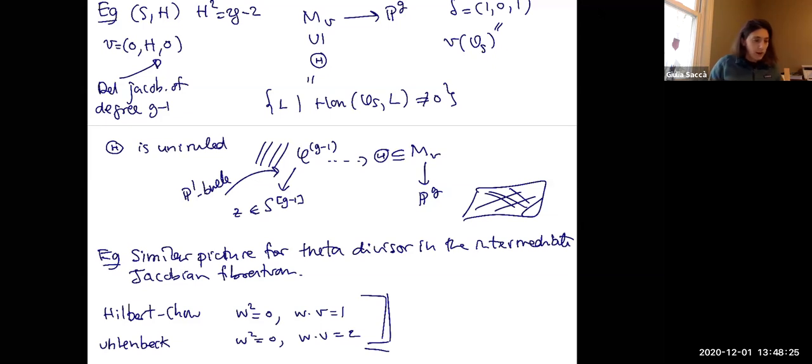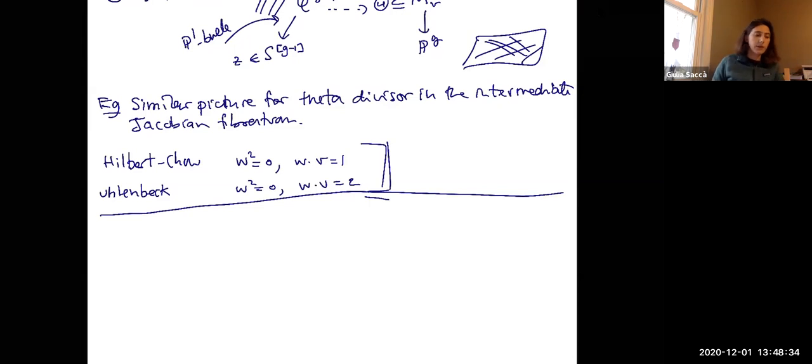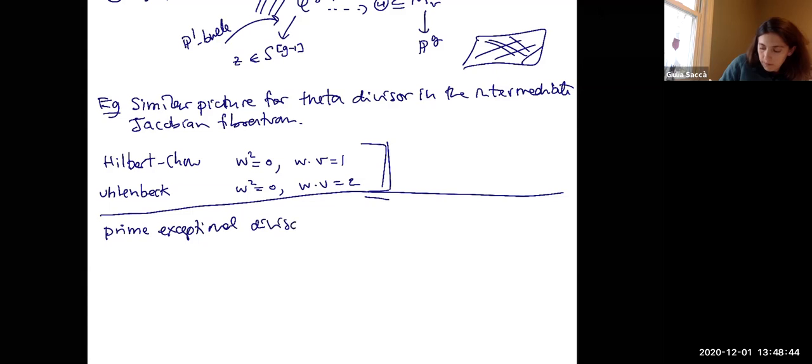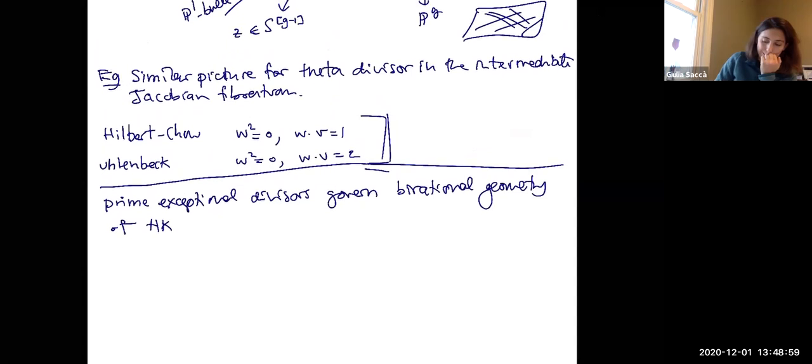Okay. So why do people care about these divisors, other than of course giving you a lot of rational curves? It's because these prime exceptional divisors govern the birational geometry of hyperkähler manifolds. And how so? In the following way.